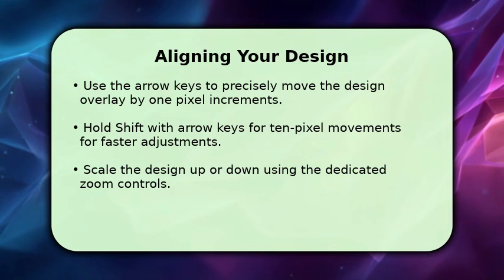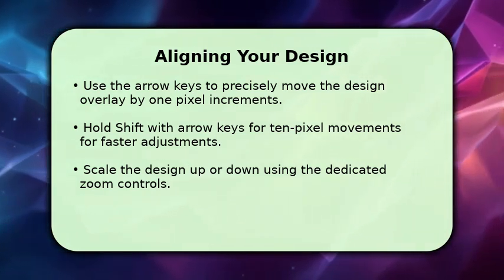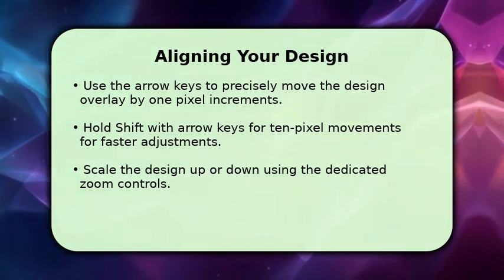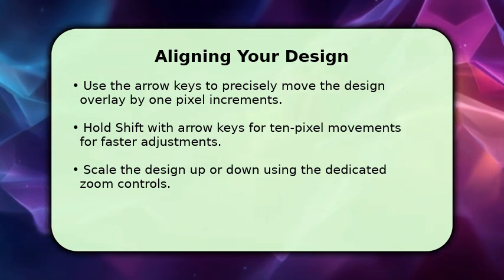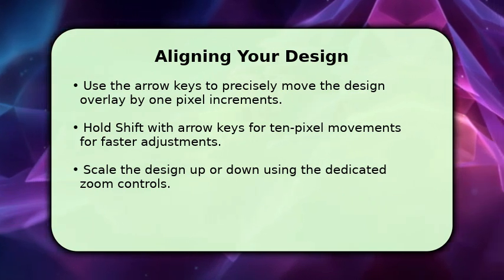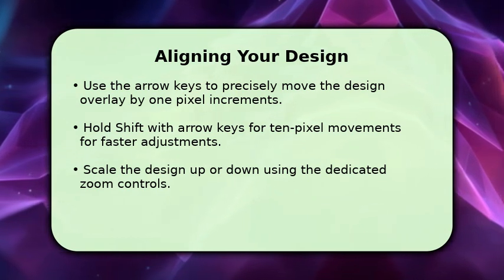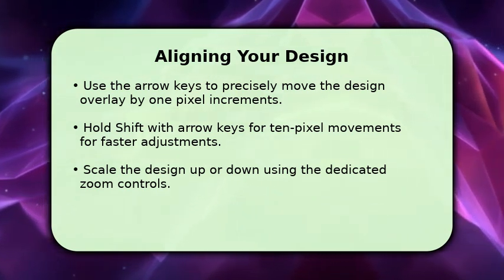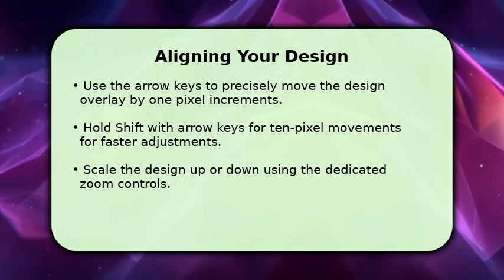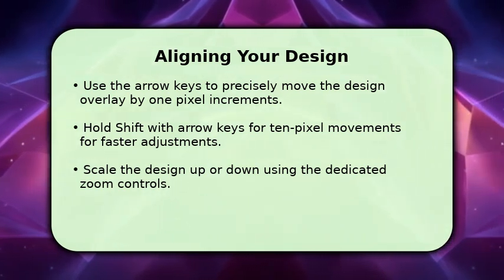To align your design, use the arrow keys on your keyboard. Each press moves the overlay by 1 pixel, allowing for very precise positioning. For larger adjustments, hold down the Shift key while pressing the arrow keys to move the design by 10 pixels at a time. You can also scale your design using the zoom controls, ensuring it perfectly matches the dimensions of your live web page for accurate comparison.